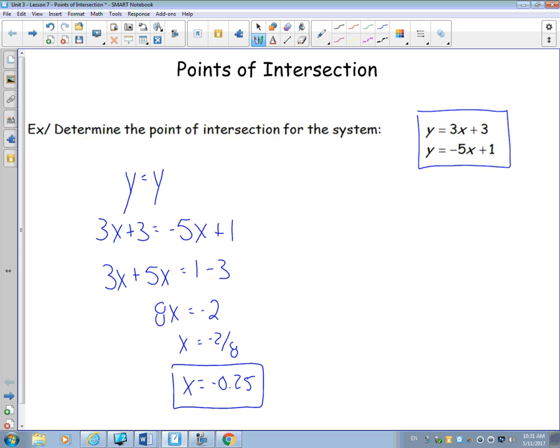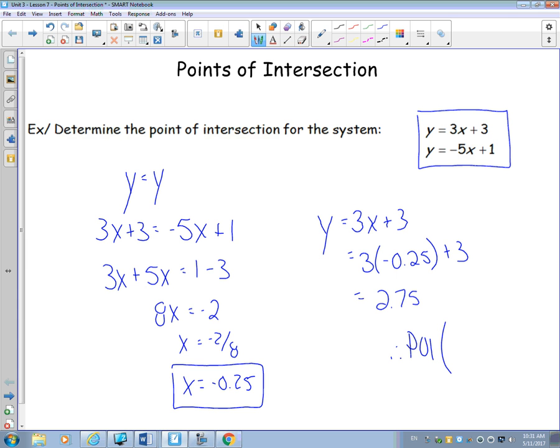Once I know x, I need to go back and find y, and I can do that by using either one of the two equations. I'm going to fill in the x that I know, and then I'm going to calculate all this, and I end up with 2.75. So therefore, our POI is negative 0.25 and 2.75.